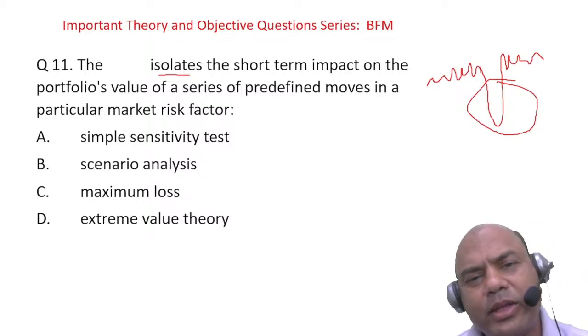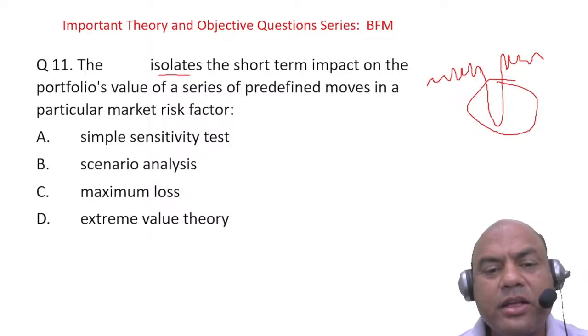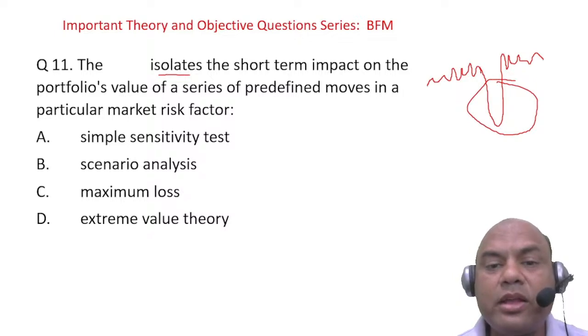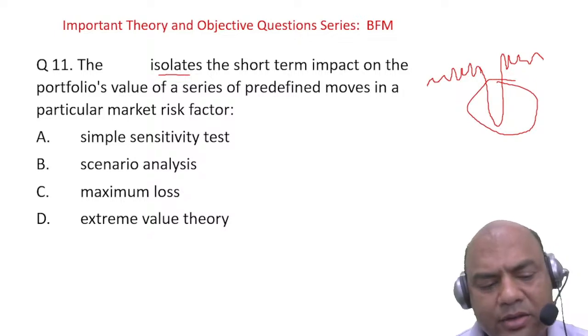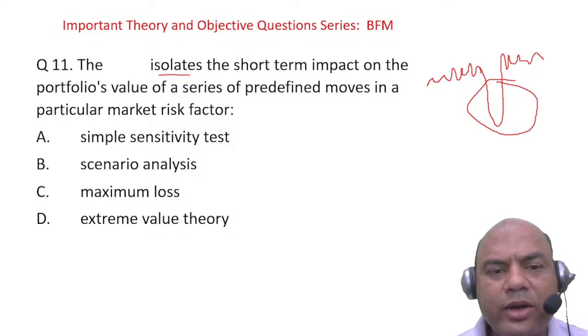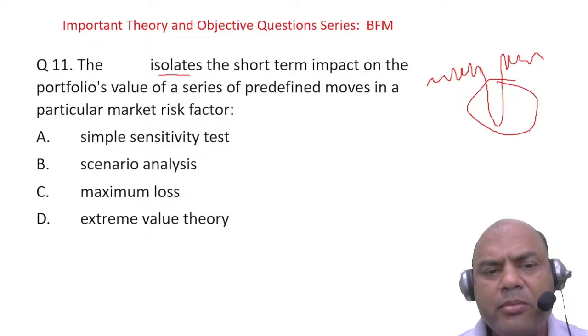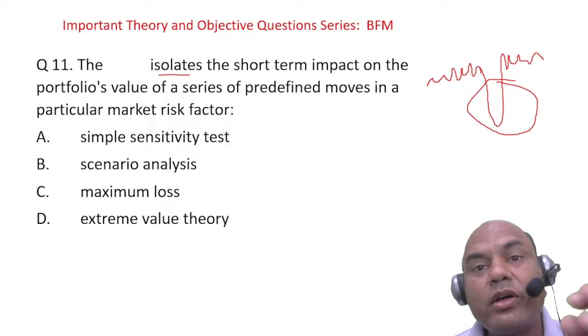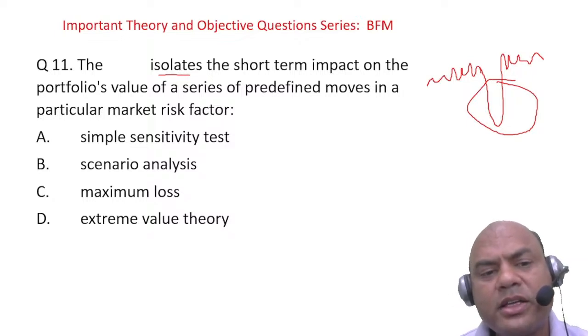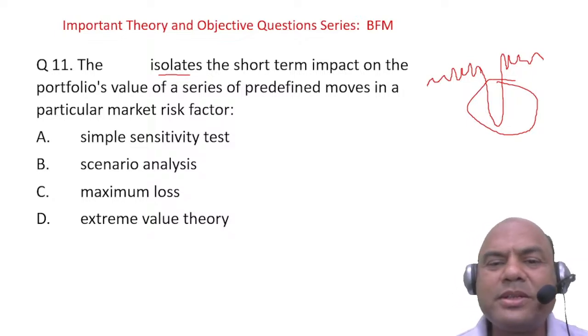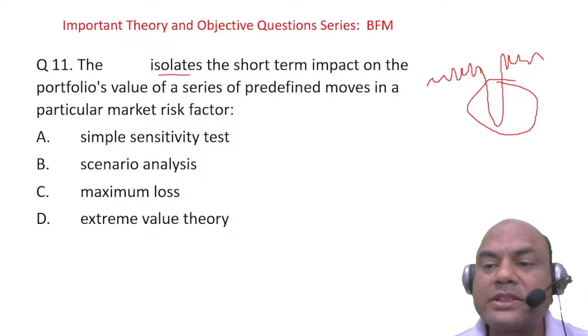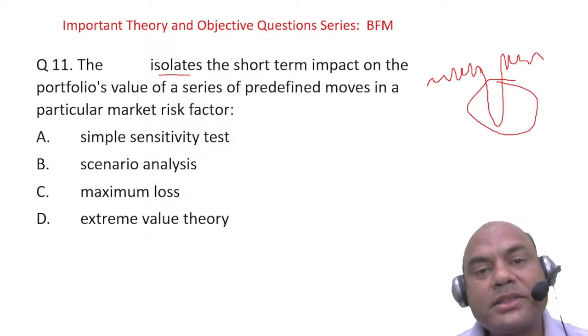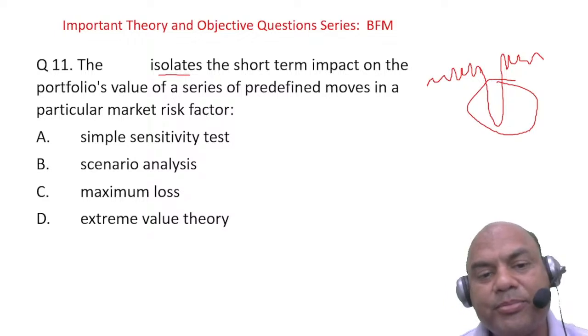I know many of you are typing this answer, extreme value theory, EVT, or maximum loss. I'll tell you the reason behind this. Because simple sensitivity means simple. We all go by this English logic. Simple means it will be simple something. Why will it cover this extreme something different? But the answer is different.